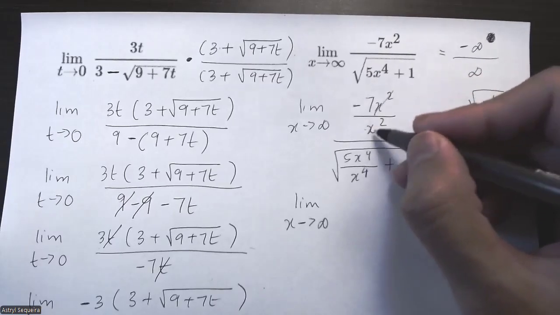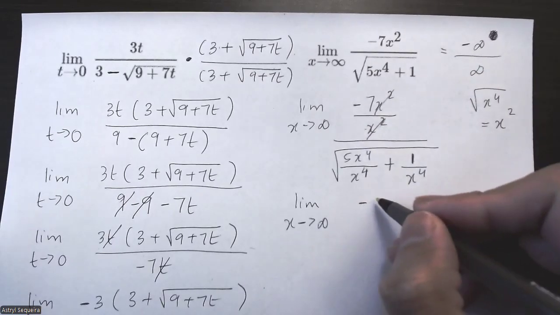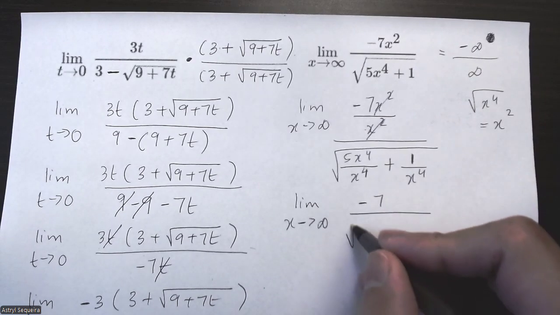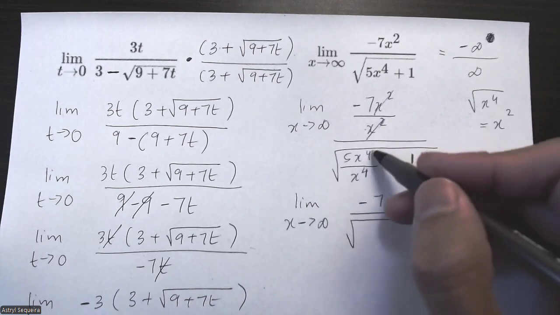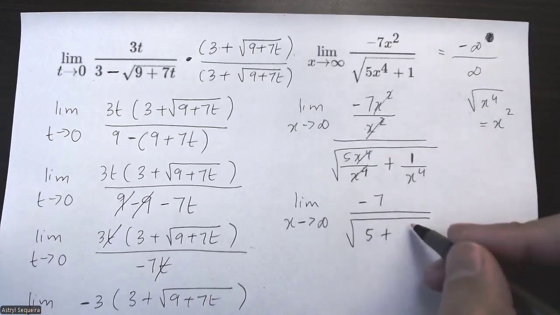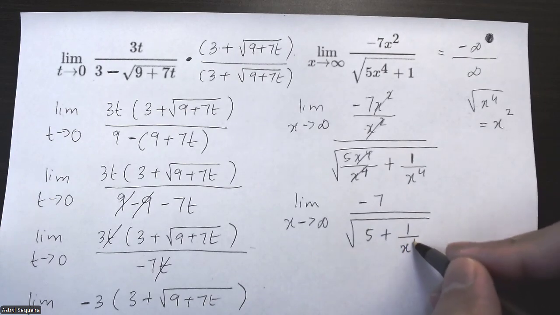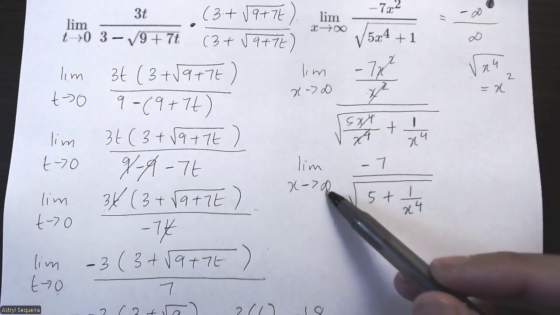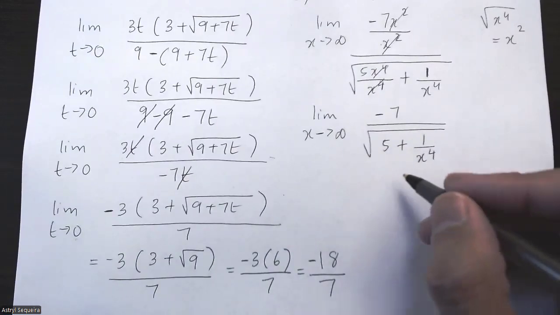So over here, x squared and x squared cancel. So I'm just left with negative 7 on the top. In the bottom, x to the 4 and x to the 4 cancel. So that's just a 5. And then this cannot simplify. So it's 1 over x to the 4. Now that I've done my cancellation, I can sub in my limit of infinity into this question.